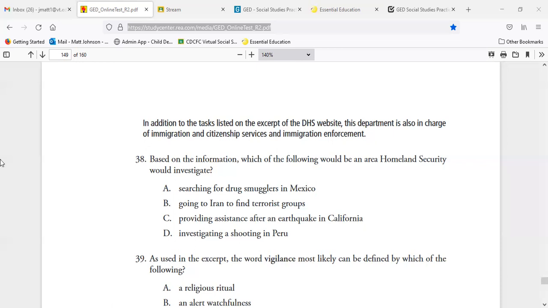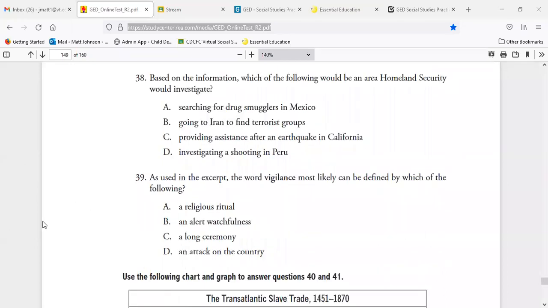So, moving on here, let's see, 39. So the next question for our infographic here. So as used in the excerpt, the word vigilance most likely can be defined by which of the following? A, and I'm going to go back to Nautica here for this one. A religious ritual. B, an alert watchfulness. C, a long ceremony. Or D, an attack on the country.